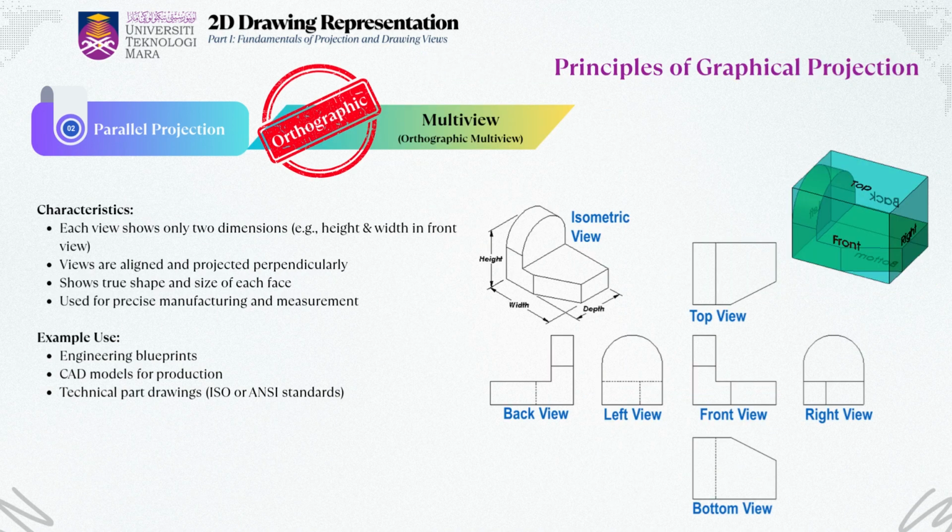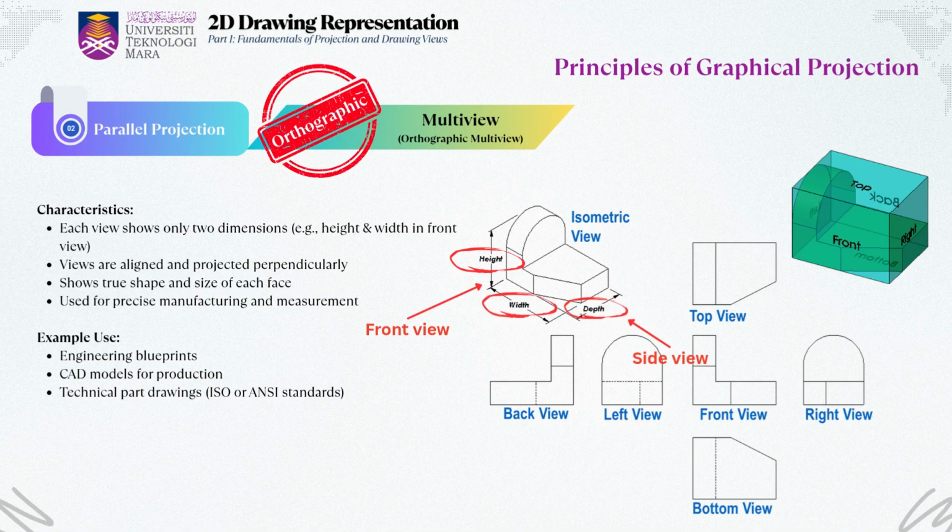Let's focus more closely on multiview projection, which is the most widely used form of orthographic projection in technical drawing. This method is all about representing a 3D object through several flat, 2D views, typically the front, top, and right side views. Sometimes, if necessary, we also include the left, bottom, or rear views to fully describe the object. Each view in multiview projection only shows 2 dimensions at a time. For example, in the front view, we only see height and width. The depth is not visible there, it shows up in the side or top view.